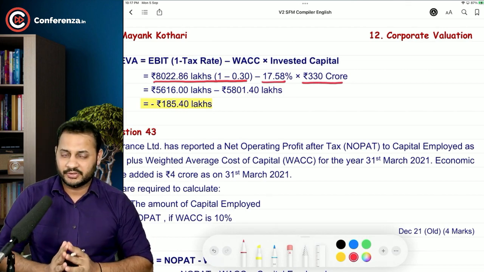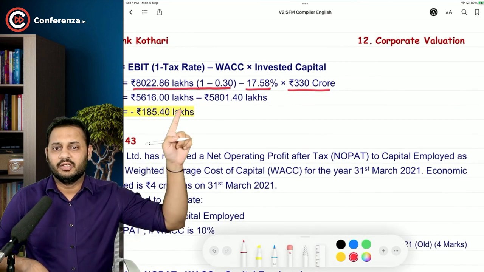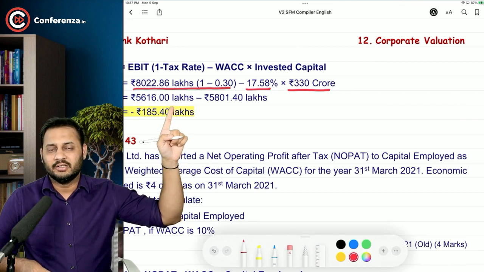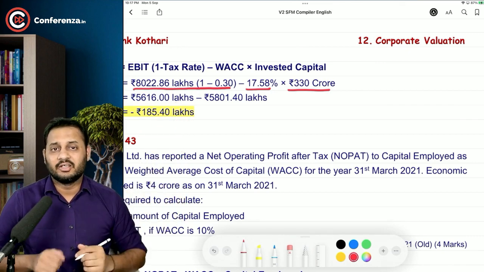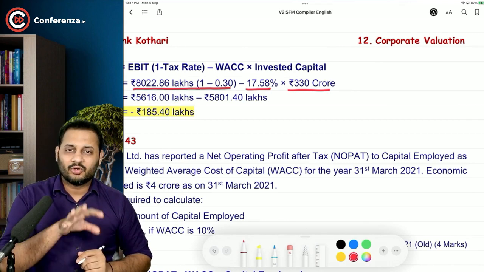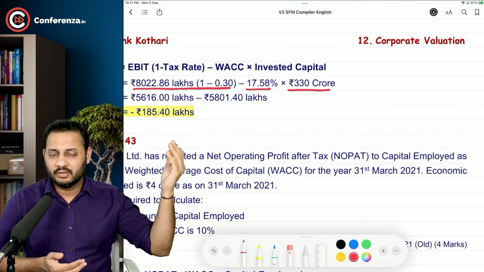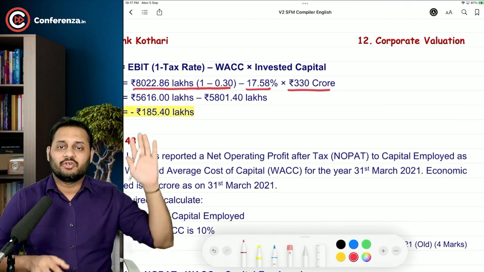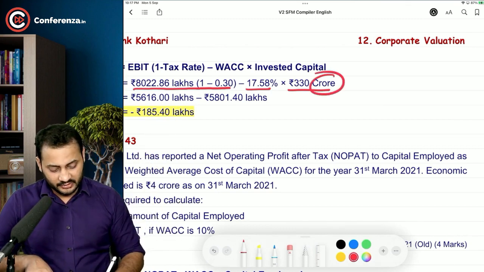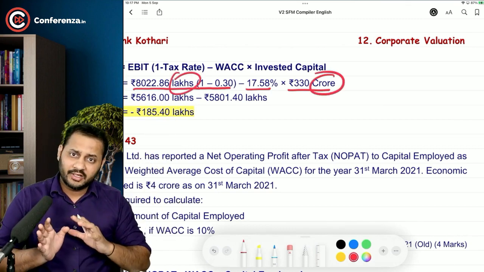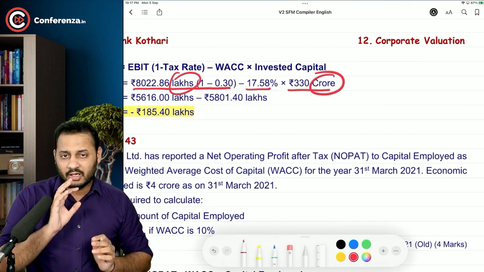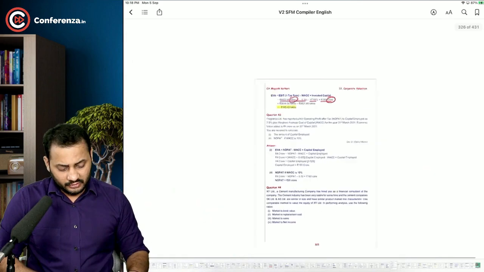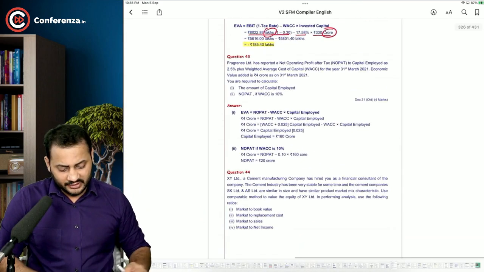Please, this is my request. Never follow such type of format in the answer in the exam. First figure is written in lakhs and the second figure is written in crores. This is wrong. This is according to the institute that I have copied here, but this is my request not to follow these different methods, lakhs and crore. Either you take everything in lakhs or you take everything in crores. And in this question they converted everything in lakhs.